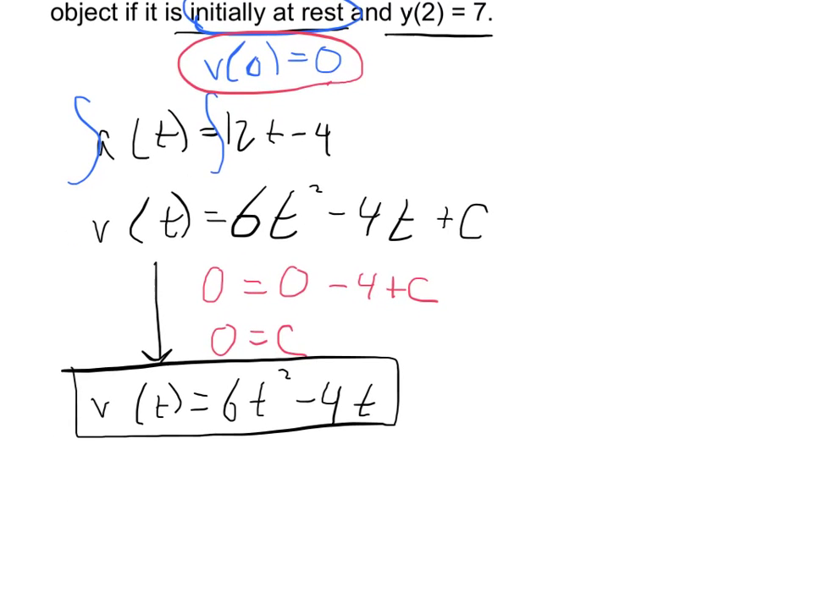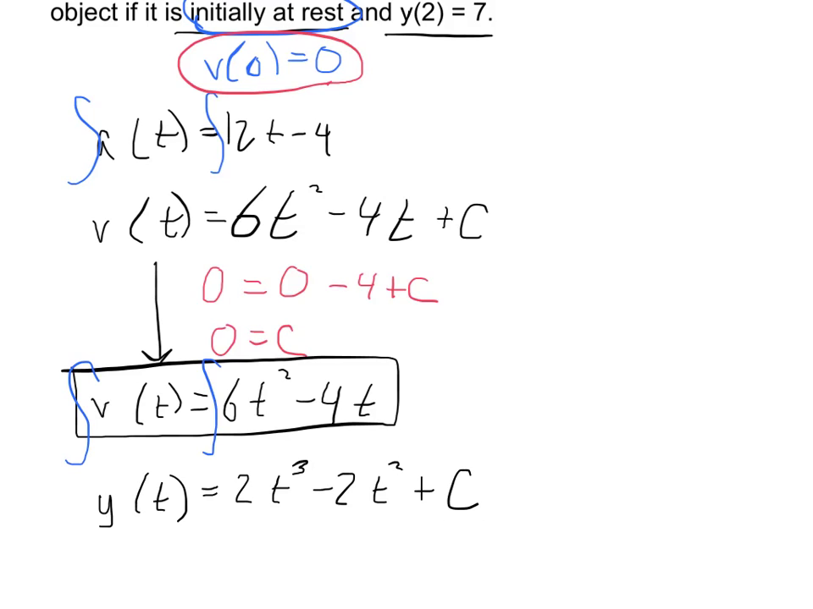Same deal as I did before. I'll take the antiderivative of both sides. We know that the antiderivative of velocity is position, so I could say p of t, but a lot of times we'll say y of t or x of t, depending on whether the object is moving along the x-axis or the y-axis. So I went with y of t this time. The integral here will be 2t cubed minus 2t squared, and then again plus c.